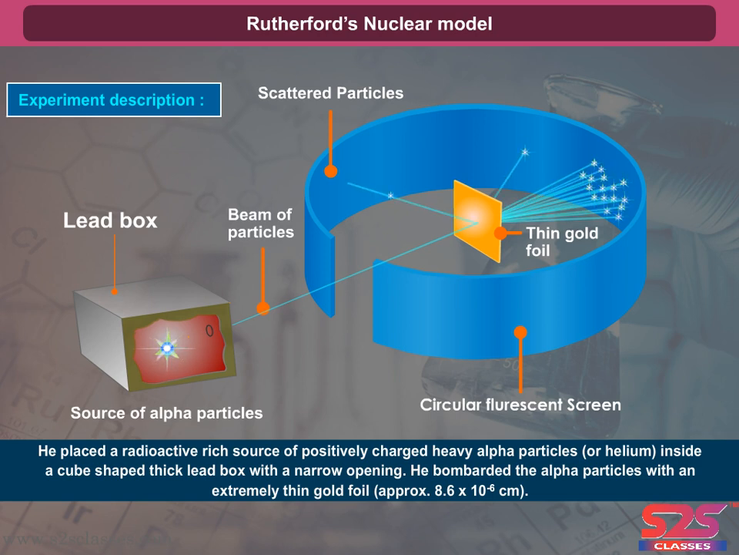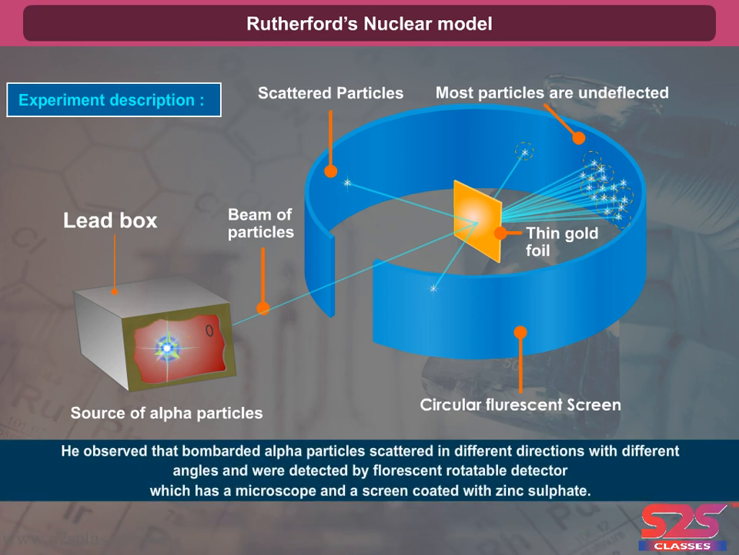with a narrow opening. He bombarded the alpha particles with an extremely thin gold foil, approximately 8.6 × 10^-6 centimeters. He observed that the bombarded alpha particles scattered in different directions with different angles and were detected by fluorescent rotatable detector, which has a microscope and a screen coated with zinc sulfate.